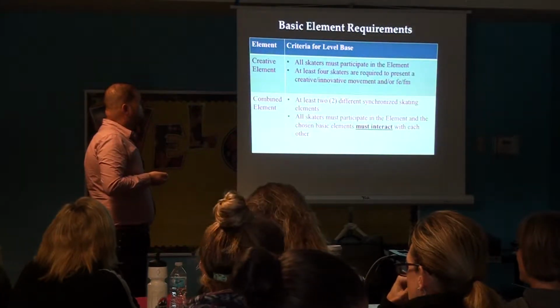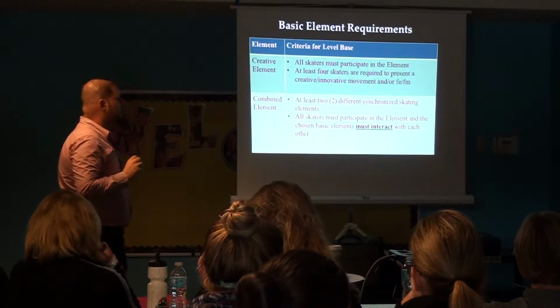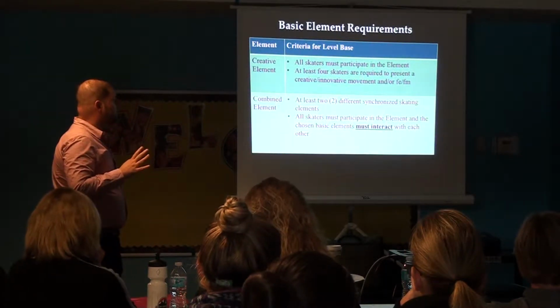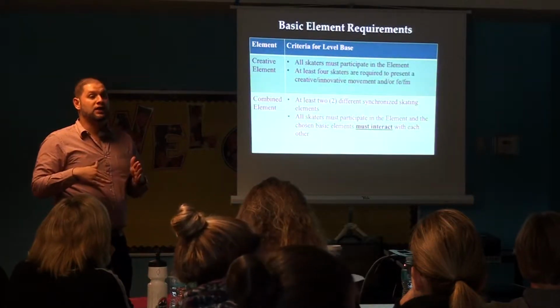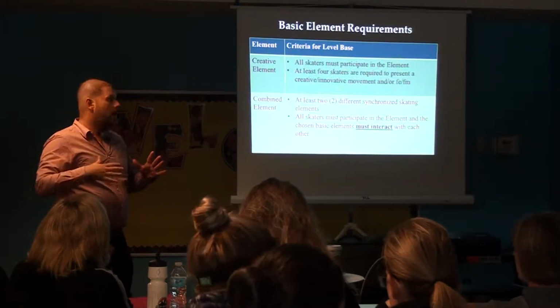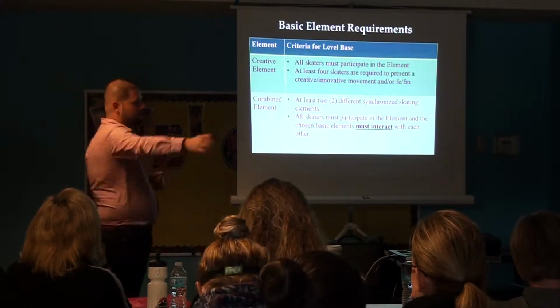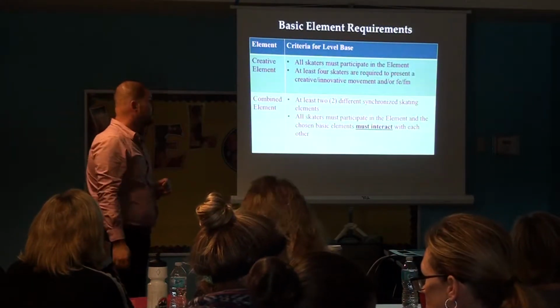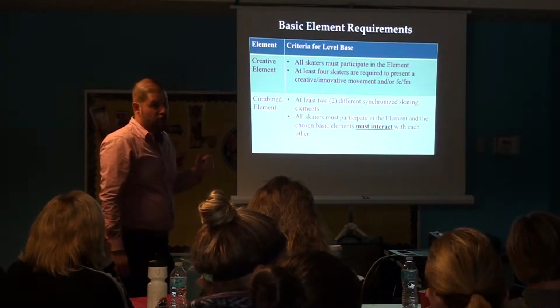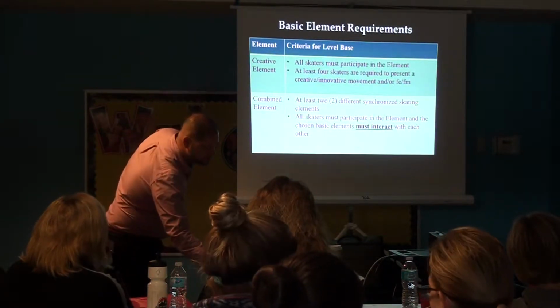The combined element, you have to have at least 2 different synchronized skating elements, and all skaters have to participate in it, and the chosen basic elements have to interact with each other in a way that they come through. You can't just skate around each other. You have to actually come towards each other in some capacity. The easiest thing to do is to actually intersect to show you've interacted.